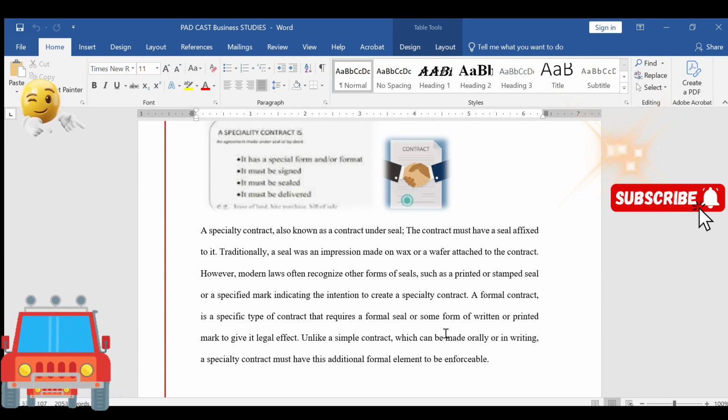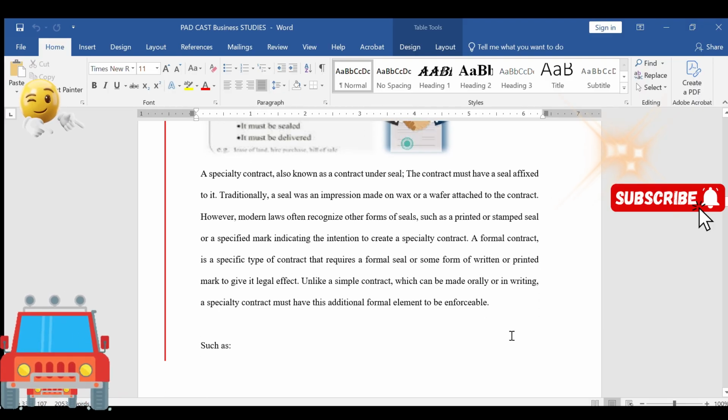The contract must have a seal affixed to it. Traditionally, a seal was an impression made on wax or a wrapper attached to the contract. However, modern laws often recognize other forms of seals, such as a printed or stamped seal or a specific mark indicating the intention to create a specialty contract, a formal contract, a specific type of contract that requires a formal seal or some form of written or printed mark to give it legal effect.